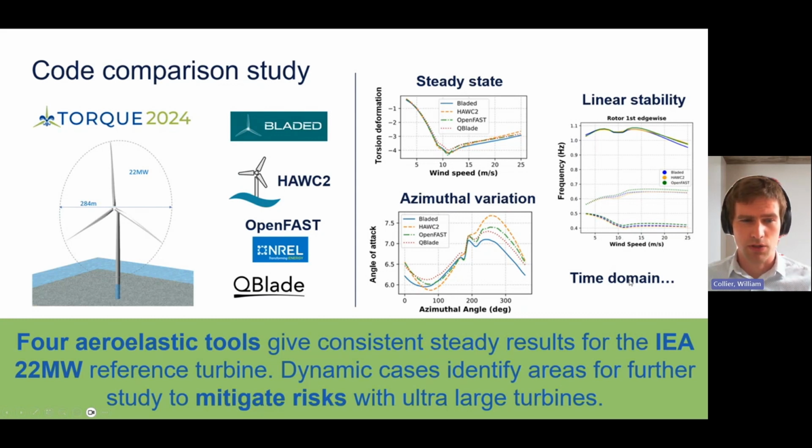So the general conclusion of this is that these 4 tools are giving consistent steady state results for this IEA 22 megawatt reference turbine. The dynamic cases identify areas for further study to mitigate risk with ultra large turbines. So we can see differences in the dynamic cases between the codes, and that gives us areas for further investigation to understand why those differences occur. And you can go and find the full details of this in the TORQUE conference proceedings.